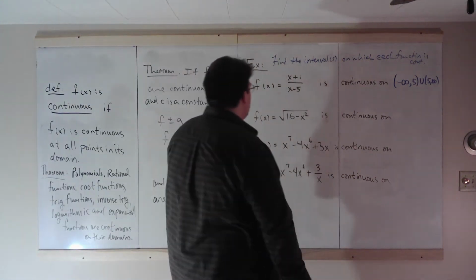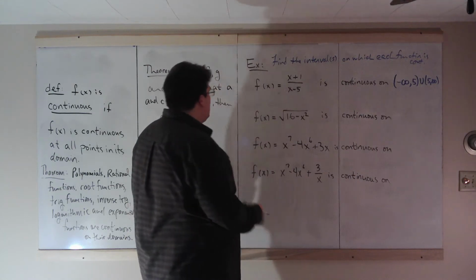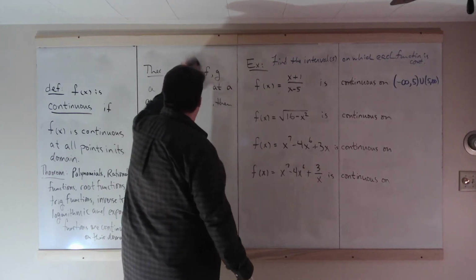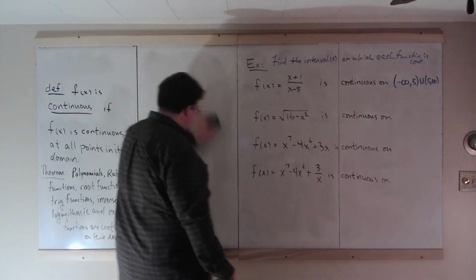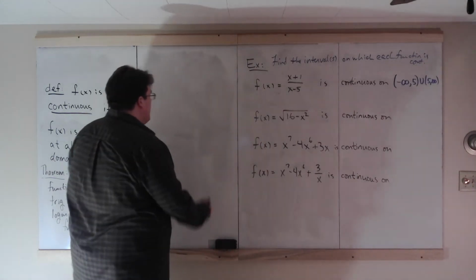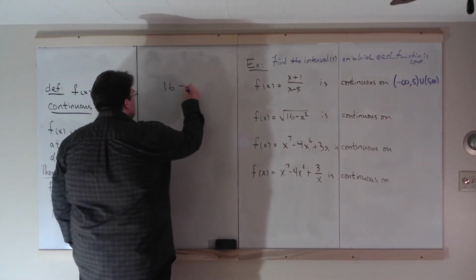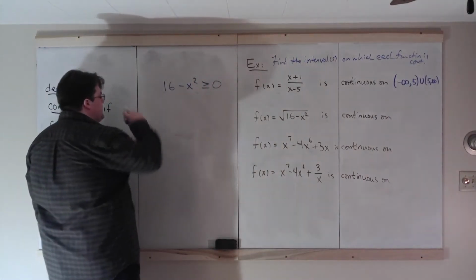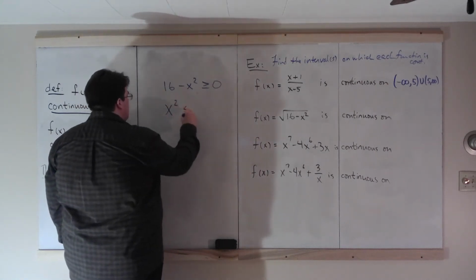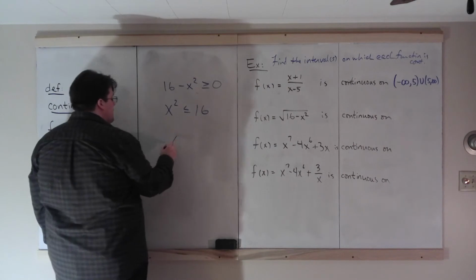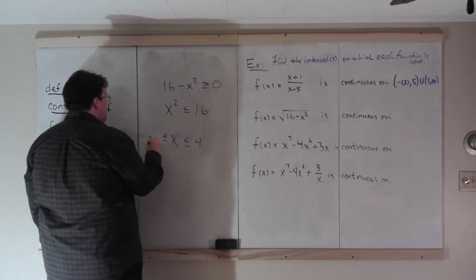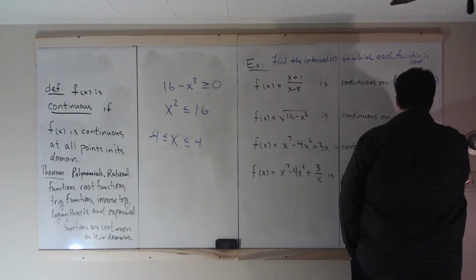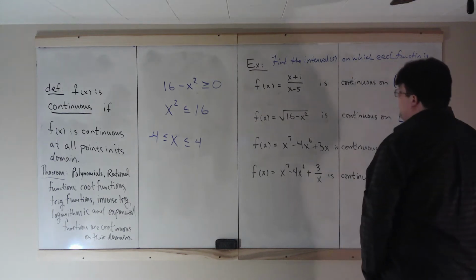Next, square root of 16 minus x squared. I'm going to need to do a little side work here for this one. We need the domain of this function. Well, remember, the domain of a square root function will be wherever what's under the square root is positive or 0. So set the inside of the square root greater than or equal to 0. We get x squared is less than or equal to 16. And from that, we have x's between negative 4 and 4. So the interval on which it's continuous is negative 4 to 4.